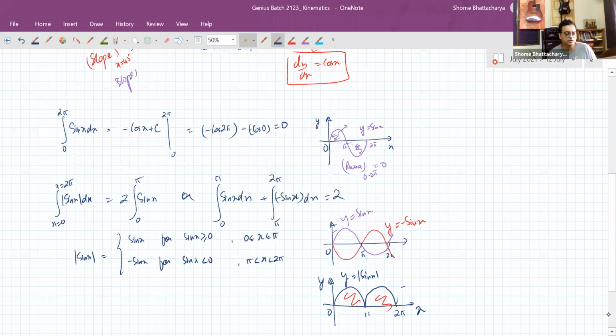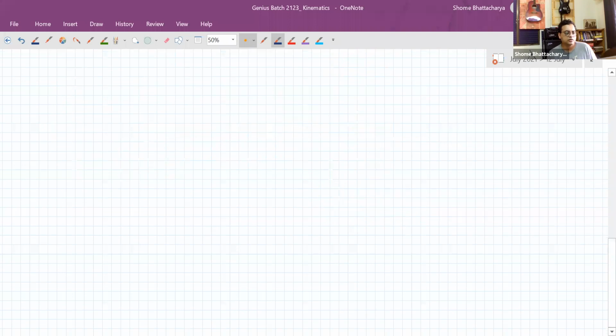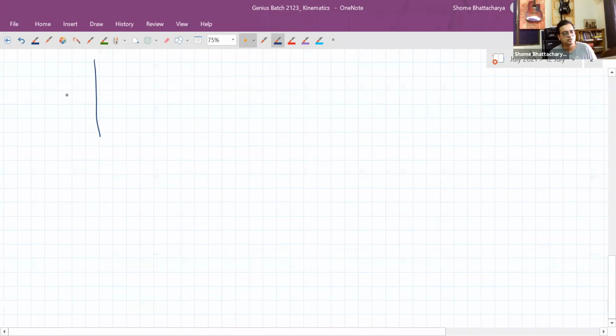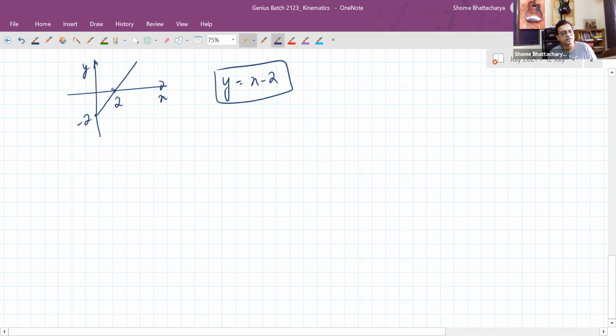So for example, if you have a graph like this, let's say, just a simple linear function. Let's say this point is minus 2, and this point is also, let's say, 2. So this is y equal to x minus 2. This graph is okay. Now check out the area from here to here.